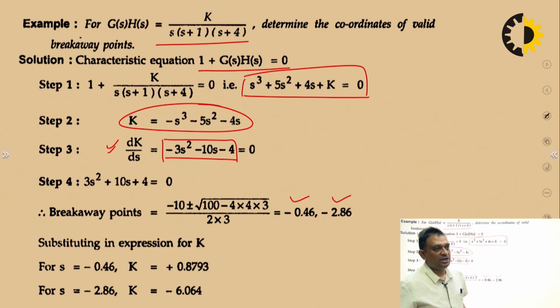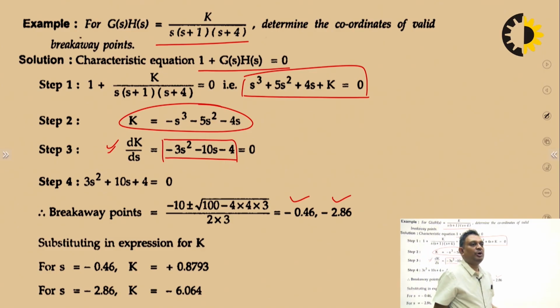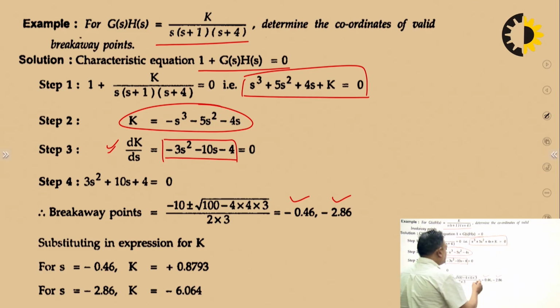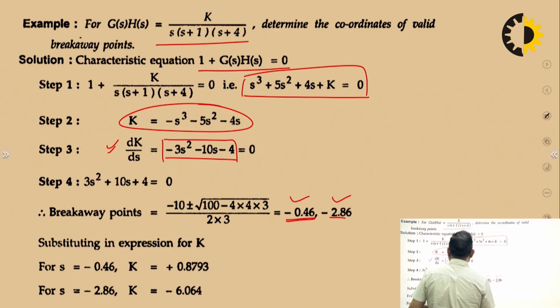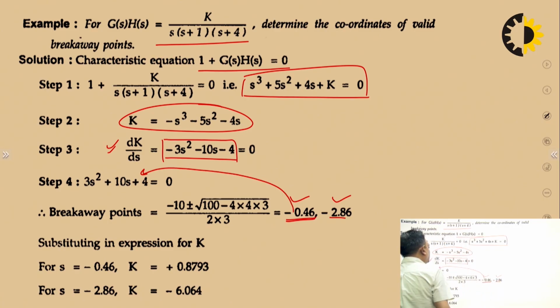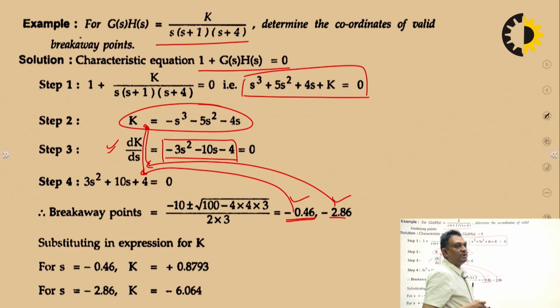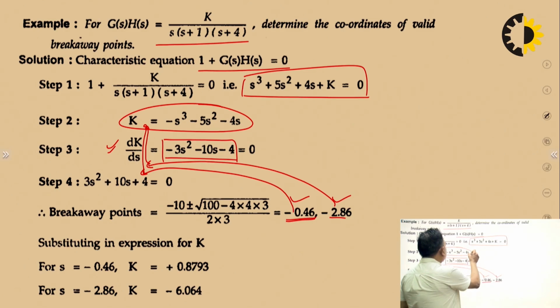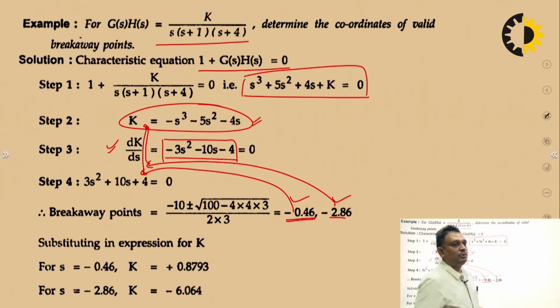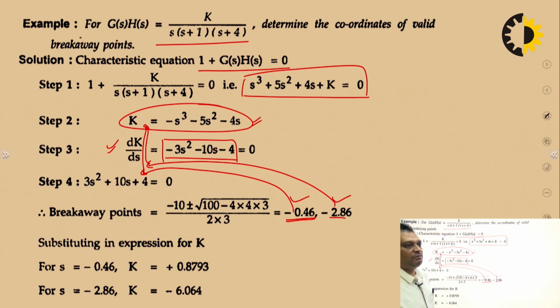Now we will check the validity. So which one is the valid breakaway point and which one is not? How can this be obtained? We will put the value of breakaway point in this equation of k, and if the value of k is found to be positive, then that particular breakaway point is the valid breakaway point.